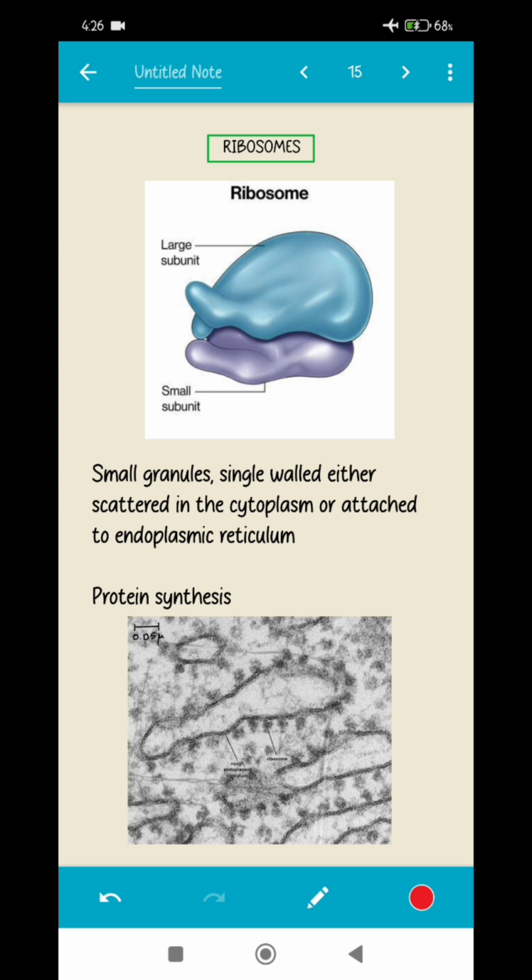As you can see in the figure below, this is a microscopic image of a rough endoplasmic reticulum in much detail. The small dark colored structures that you can see are the ribosomes.